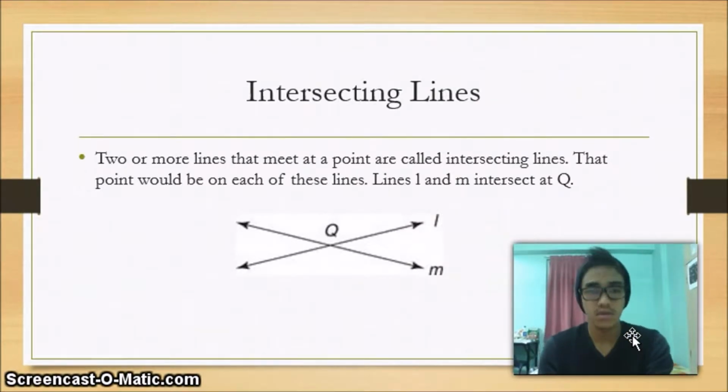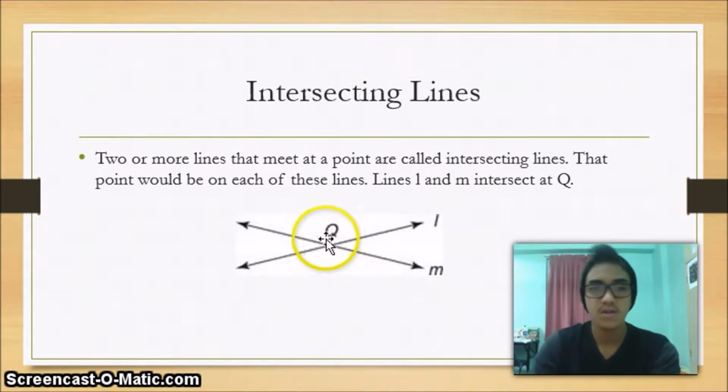Okay. Moving on to intersecting lines. Two or more lines that meet at a point are called intersecting lines. That point would be on each of these lines. Line L and M intersect at Q. So the example here shows that line M and line L intersect at one point that is called Q. So that is intersecting lines.